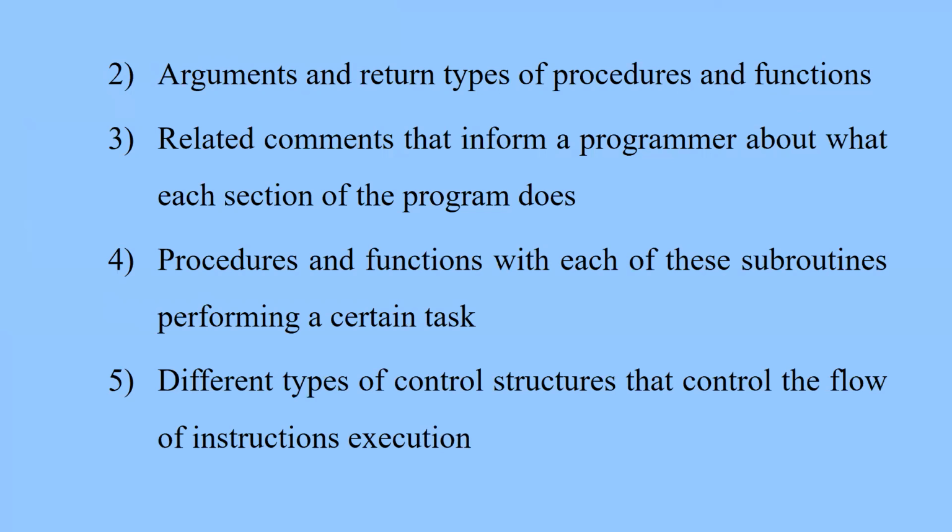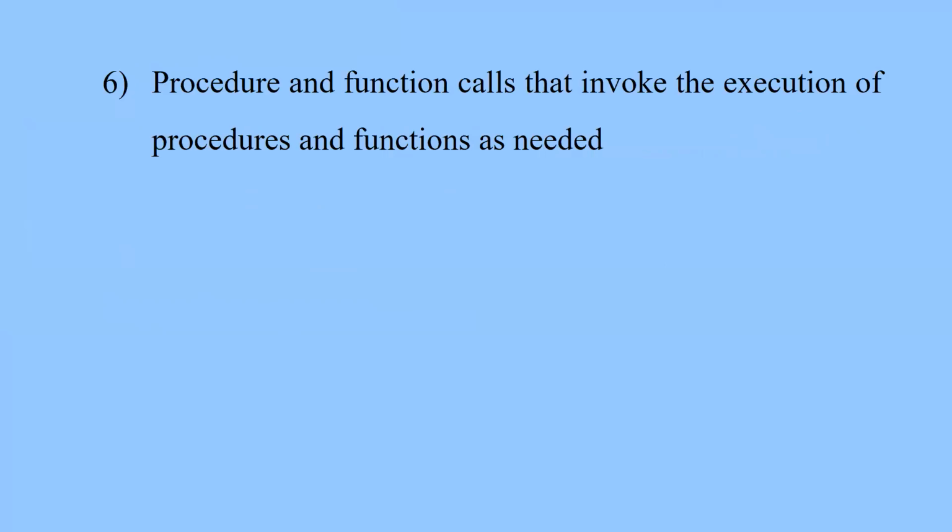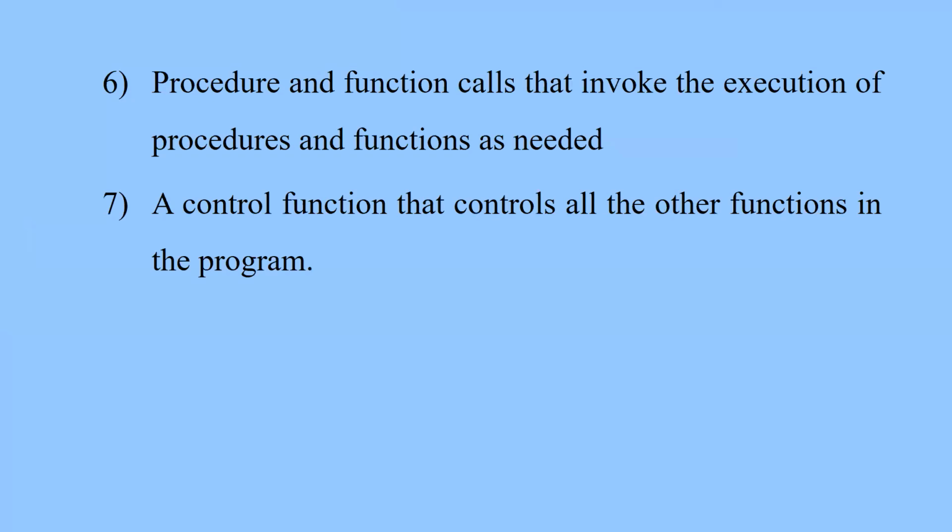Number five, we have different types of control structures that control the flow of instruction execution. We also have procedure and function calls that invoke the execution of procedures and functions as needed. Number seven, we have a control function that controls all the other functions in the program. In Pascal and even in C, we called it the main function.